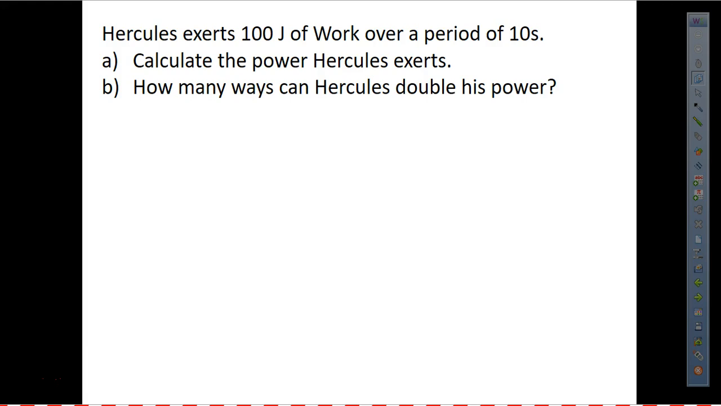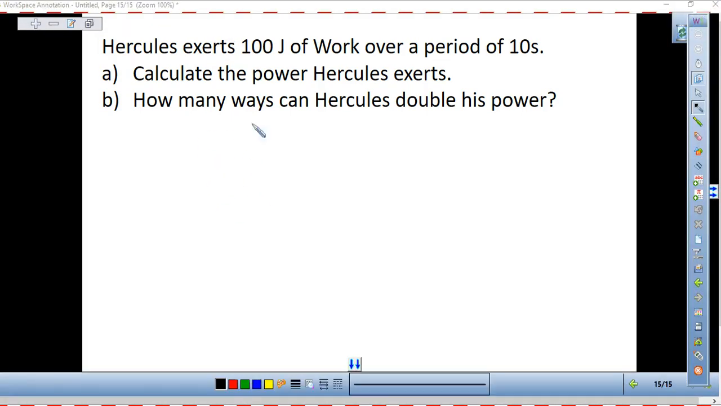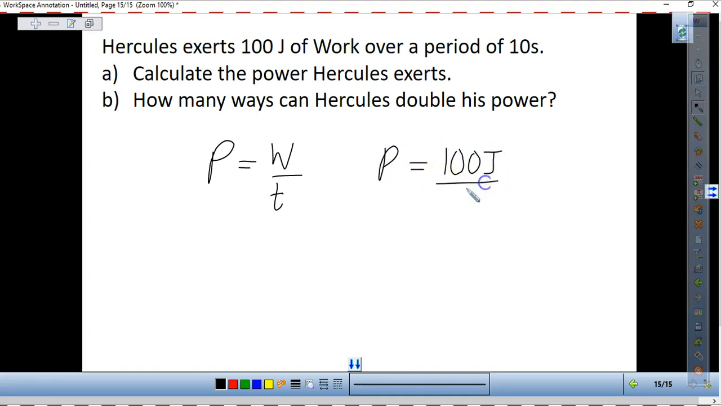Hercules. He exerts 100 joules of energy per 10 seconds. What's his power? Well, all of you know or can guess that we're going to calculate his power by taking the total work and dividing by the total time. Since it's in seconds, we don't need to do anything, so 100 divided by 10 gives us a beautiful, easy number of 10 watts.